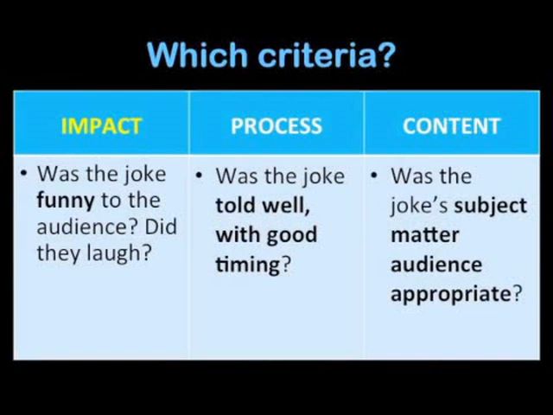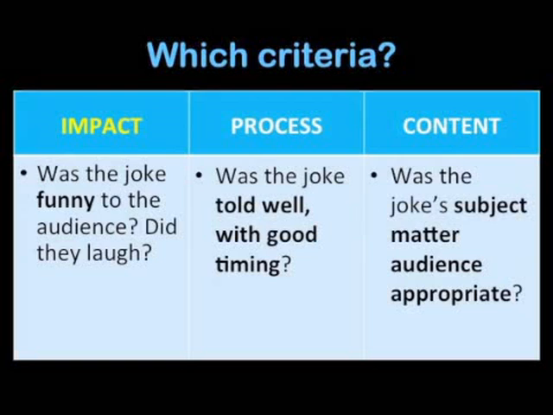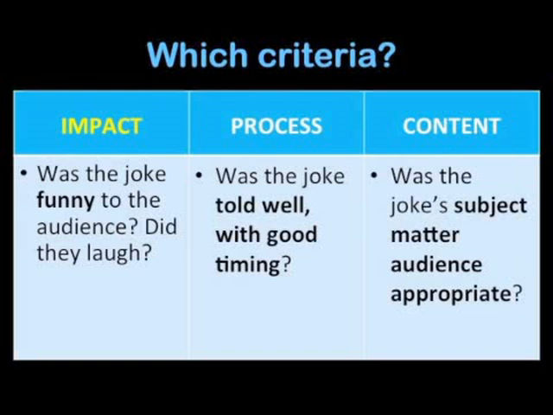The desired impact is clear enough when telling a joke. Was it funny to the audience? Did they laugh? Doesn't matter how funny you think it is. Did they laugh? In terms of process, was the joke told well? Comedians have to have good timing. Was it told well with good timing? And given the setting and the audience, was the joke's subject matter appropriate? Maybe they didn't laugh because it was inappropriate for that audience.